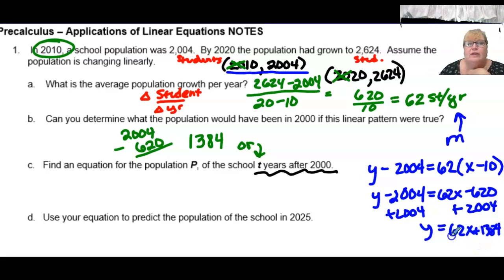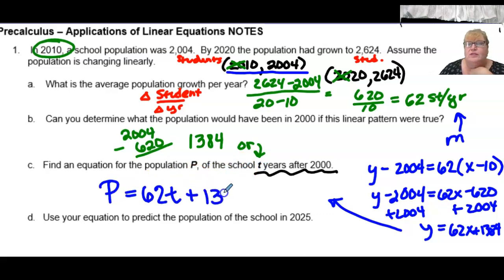All right, but I'm going to rewrite it up here anyway because I'm going to put in the variables they asked. P equals 62 times the years, starting with 1384 in year 2000, which is the same thing we got doing it a little bit strangely using just some logic.